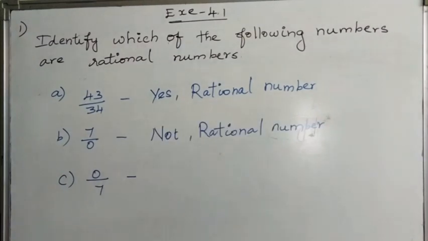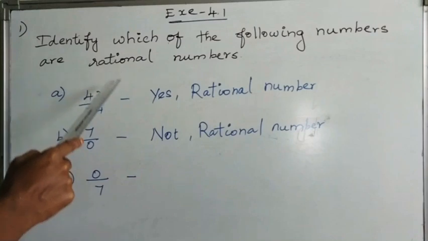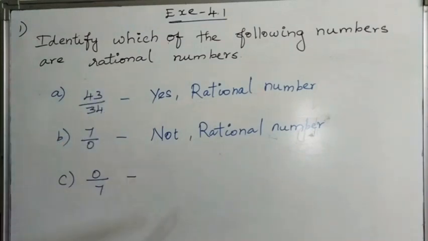And see the next, third sum, 0 divided by 7. What is the numerator value given? 0. And 7 is a positive integer. So what is the condition for the denominator? What is the definition of rational numbers? P by Q, where P and Q are integers and Q is not equal to 0. The denominator should not be 0, right? If it is 0, that is not a rational number. Here there is a denominator that is not 0, so it is a rational number.